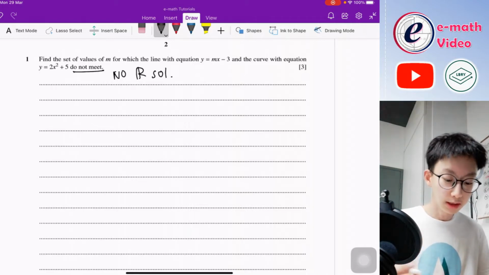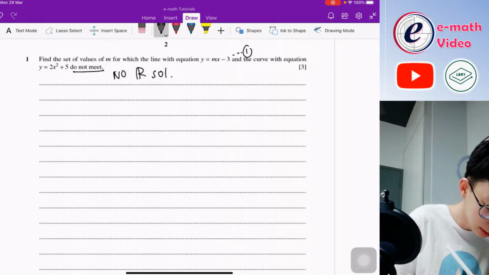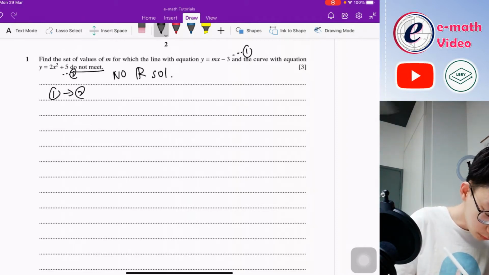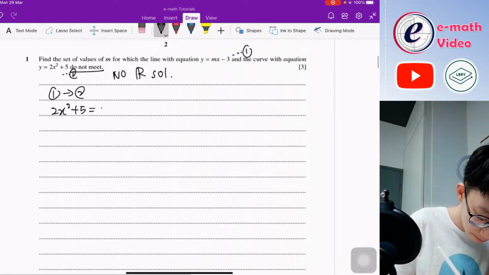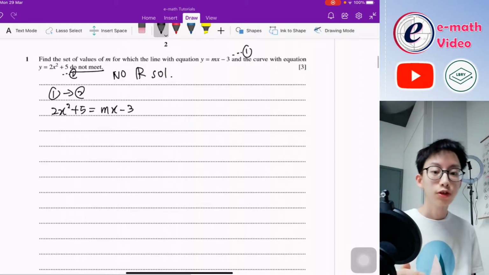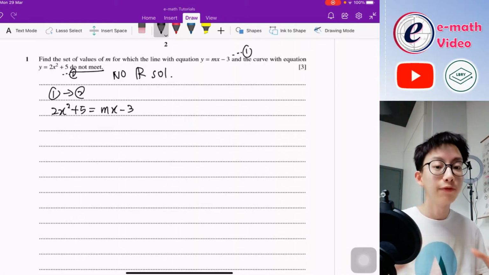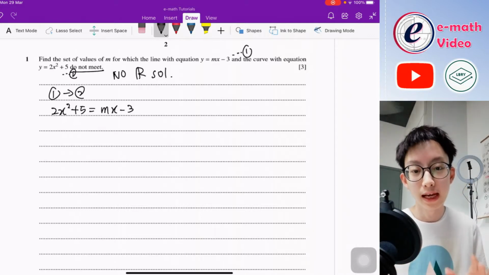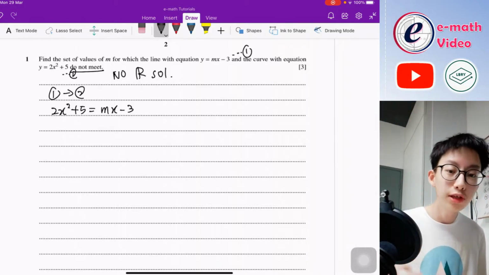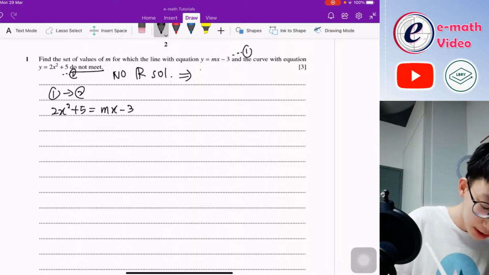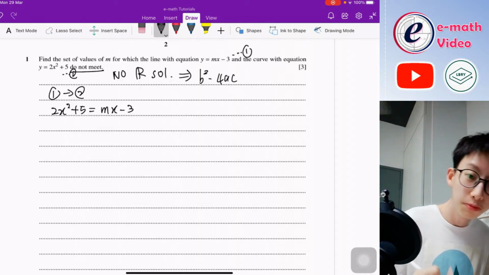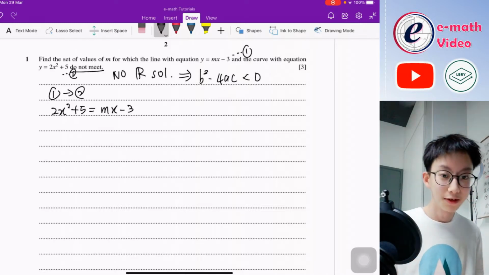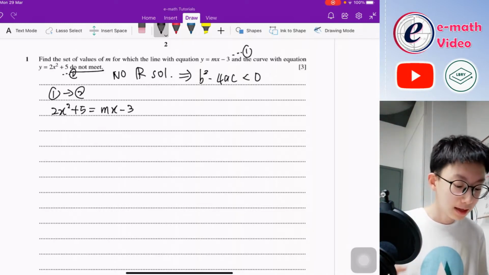So what you can do is, okay, you let this be equation 1, let this be equation 2, and substitute equation 1 into equation 2, so you have 2x squared plus 5 equals mx minus 3. So you just write it into the standard form of a quadratic equation, and you use the discriminant, which is b squared minus 4ac. And because the question says no real solution, your b squared minus 4ac should be smaller than 0. Then you can find the range of m.